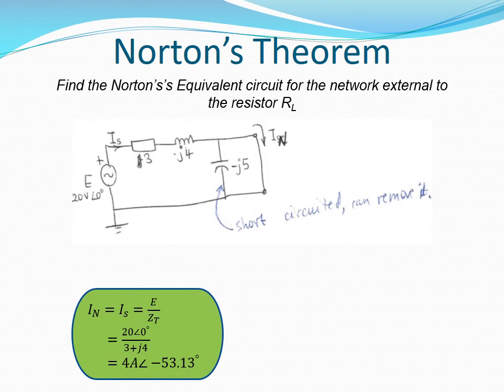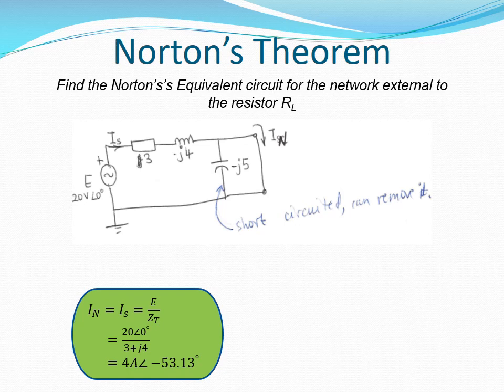This is the circuit that we obtain. We notice that the short circuit also short circuits the 5 ohm capacitance. Therefore, the circuit is effectively a series circuit made up of the 3 ohm resistance and the 4 ohm inductance. The Norton's current is equivalent to the source current that flows from the source E. It works out as 4 amps at minus 53.13 degrees. We proceed to determine the Norton's impedance.